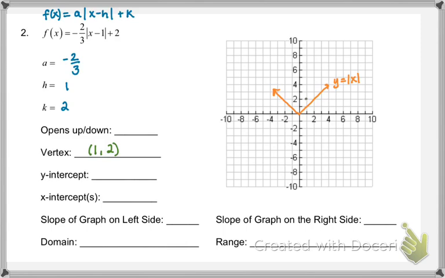Okay, and then remember what we said that negative does. If a is negative, it flips my graph across the x-axis. So now my V shape should open down. I should have something that looks like this.